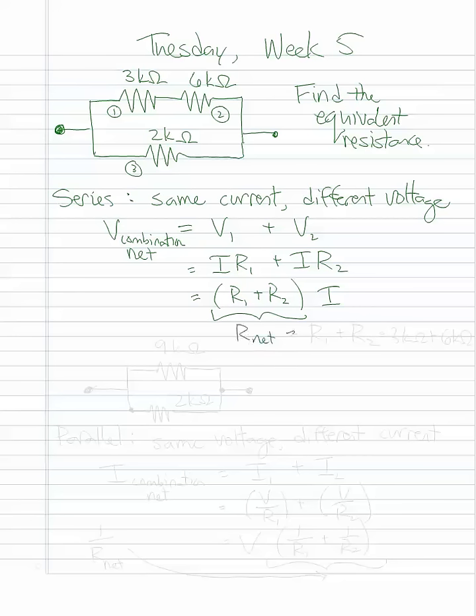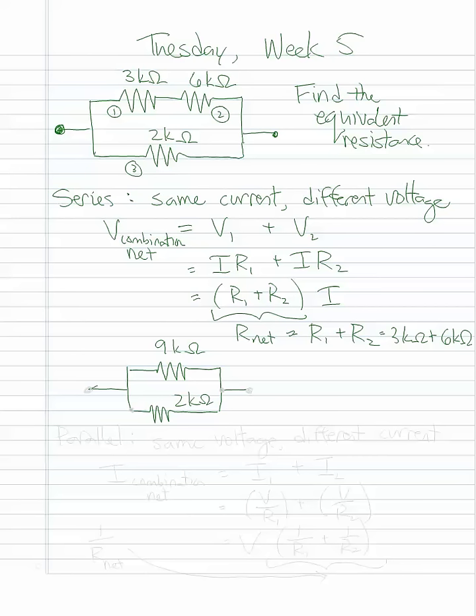Now, to be fair, a lot of people, once we've derived this once, just remember that the combination of 2 resistors in series is the same thing as R1 plus R2. And so that means we can redraw our circuit as a 9 kilo ohm resistor, 3 plus 6, in parallel with a 2 kilo ohm resistor.